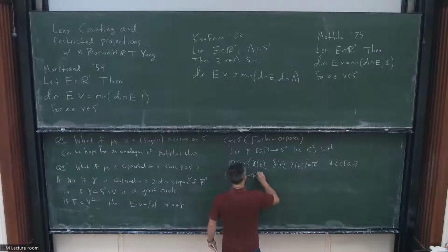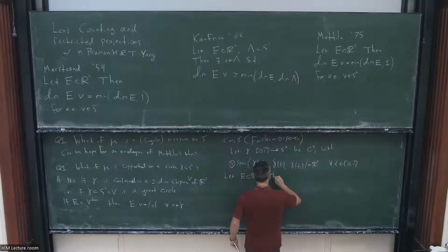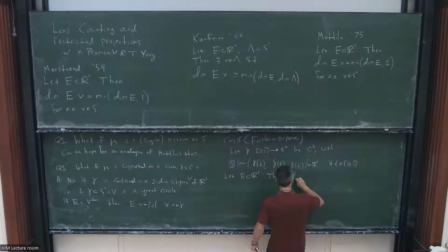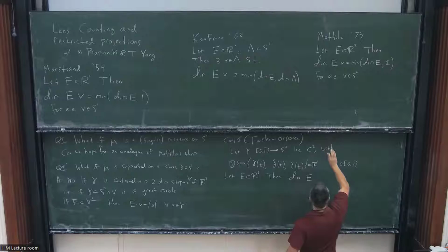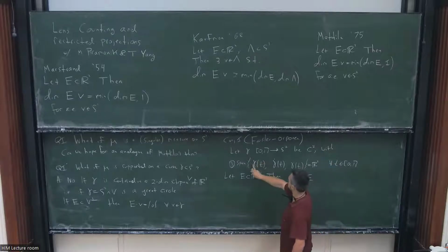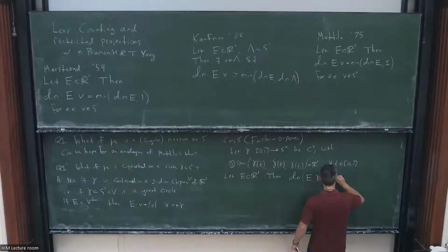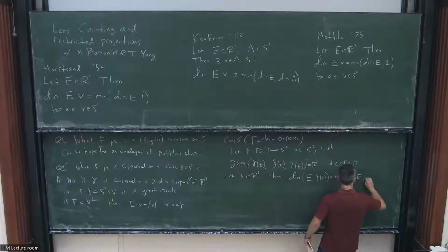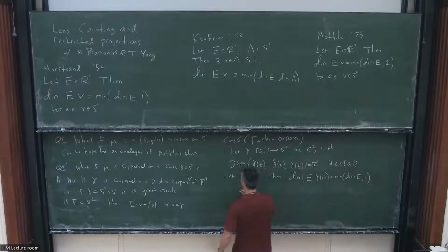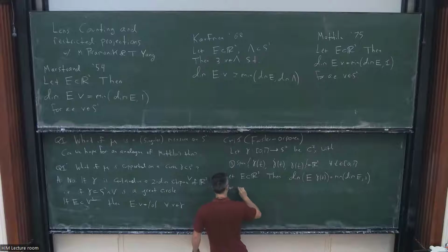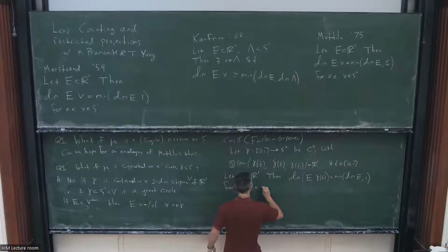Let E be a subset of R3. Then the dimension of what? Well, I want to say E dot V, but I've parameterized the points of V by this curve gamma of t. So I'll say E dot gamma of t. This dimension is the minimum of the dimension of E and 1 for almost every t in [0, 1].